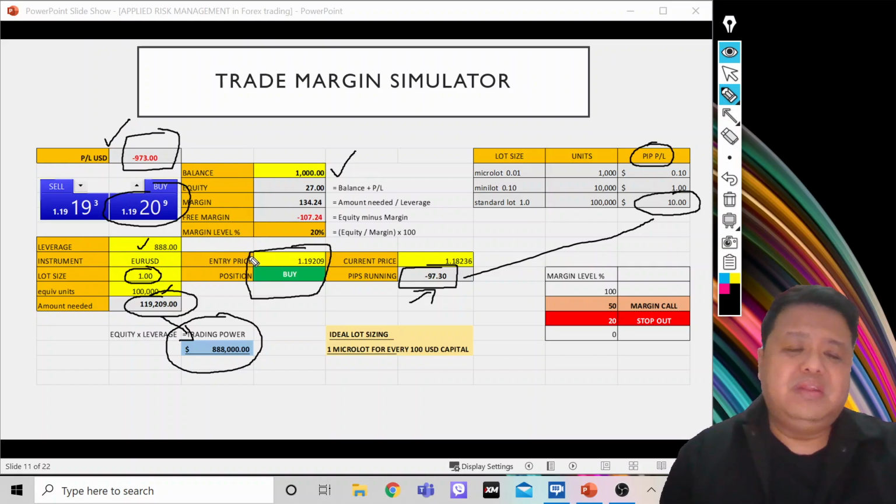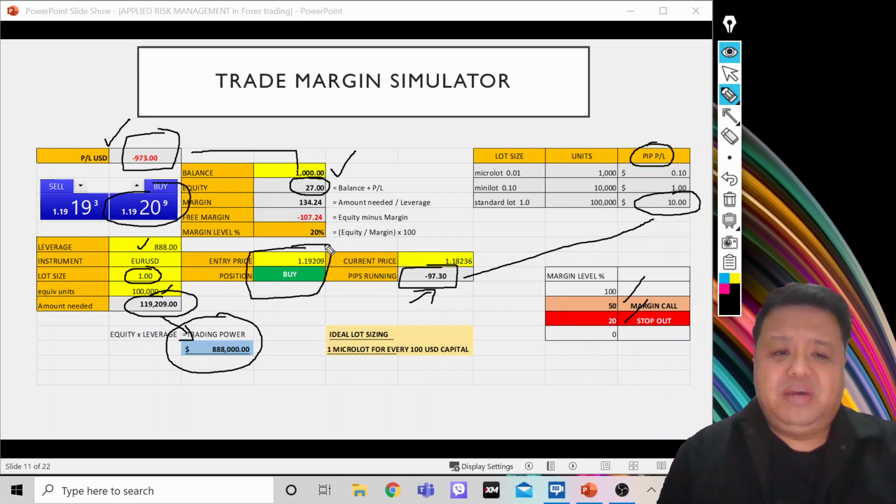Worse even, if this will be realized, 1,000 minus the 973, ang may iwan na lang sa account niya ay $27 na tumataginting. Question, okay lang yan, babangon yan, antayin ko na lang yan, pwede ba yon? No, because we have what we call margin call and stop out.